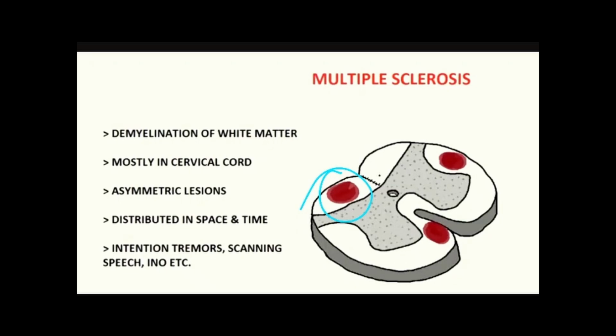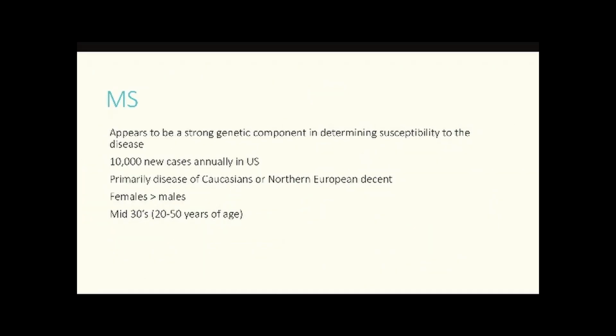Okay. Yep. Gotcha. So mostly in the cervical cord, asymmetric lesions, they're going to happen randomly on one side or the other side. Again, any level of the spinal cord, any part, as long as it's white matter. Distributed in space and time, intention tremors, scanning speech. Strong genetic component, Caucasian, Northern, Eastern European descent, more females than males, usually around mid-30s is when everything will start up.